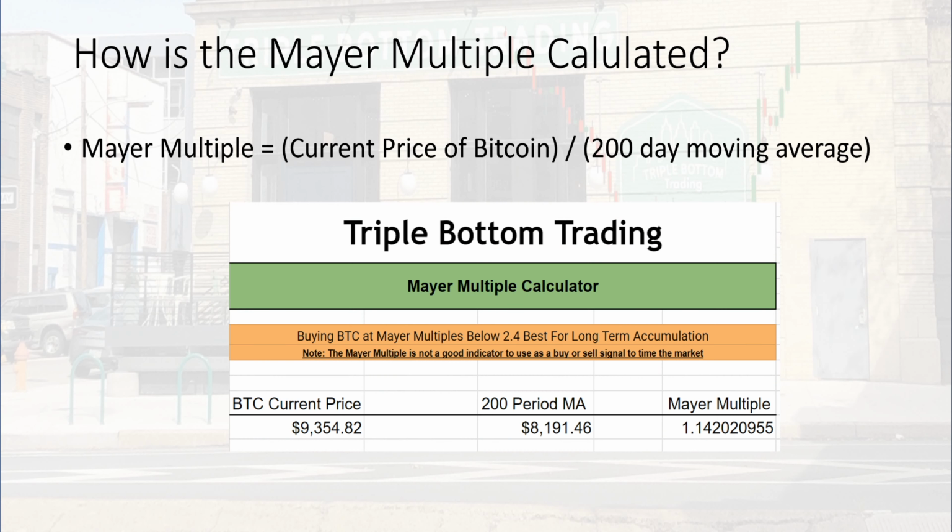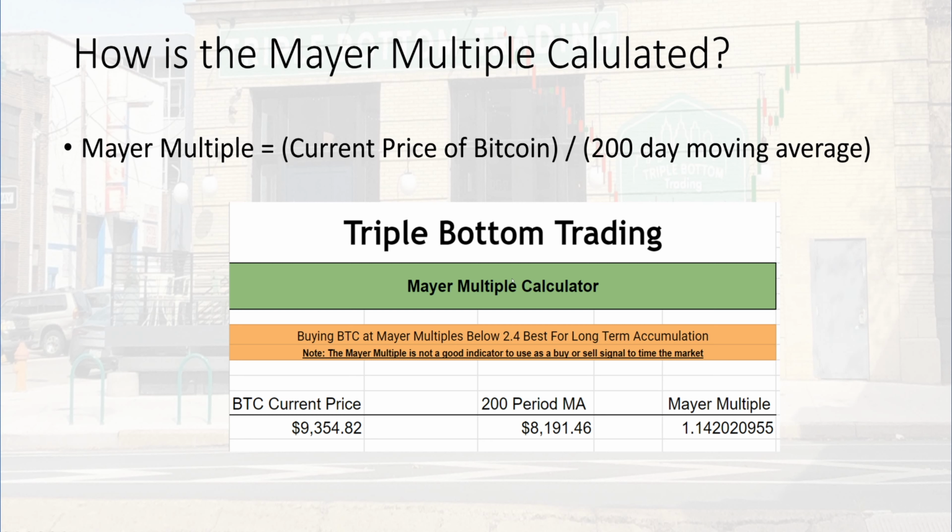So how's the Mayer Multiple calculated? Well, it's pretty simple. You just take the current price of Bitcoin and divide it by the 200-day moving average. Well, what's the 200-day moving average, you might be asking? Hopefully you're not, but if you are, it's pretty simple to understand. It is just the last 200 days worth of the closing price of Bitcoin. That price is taken, added up for the last 200 days, and then divided by 200, and you get the 200-period moving average.